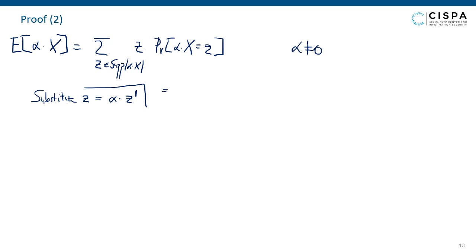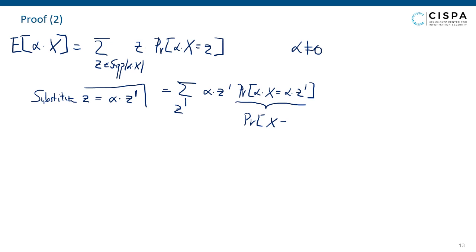So we can rewrite this sum as going over all z prime. Here we have alpha times z prime. And what about this probability? Well, we have alpha times x equals alpha times z prime. Well, this alpha cancels out. This is just probability of x equals z prime.